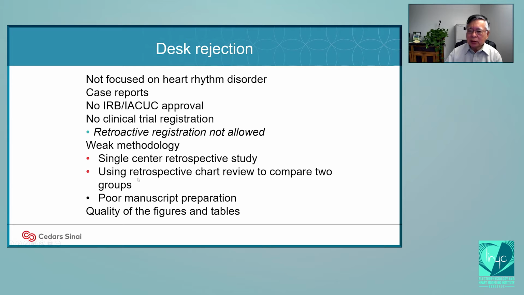The thing that's generally not acceptable is using retrospective chart review to compare 2 groups. For example, you have available to you 2 different chemical reagents in the lab that do the same thing. And one day you choose to use one, the other day you choose to use the other one, based on whatever you prefer that day.